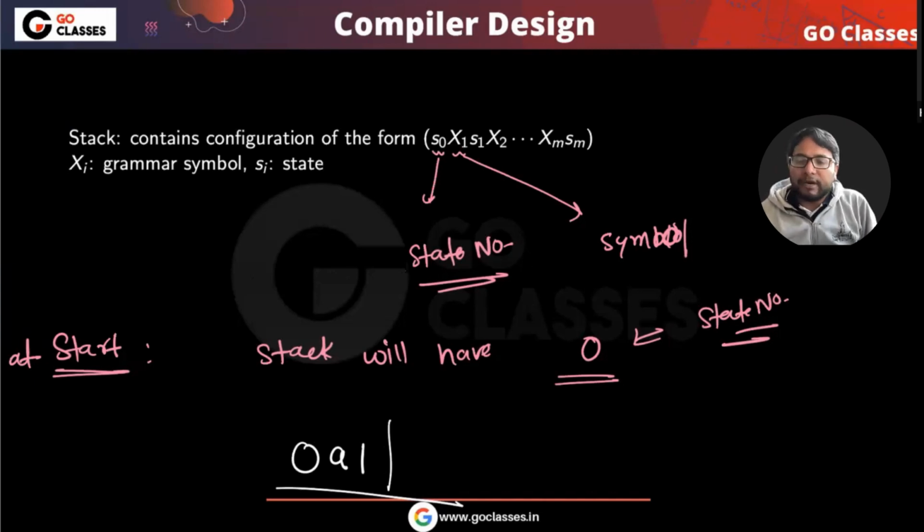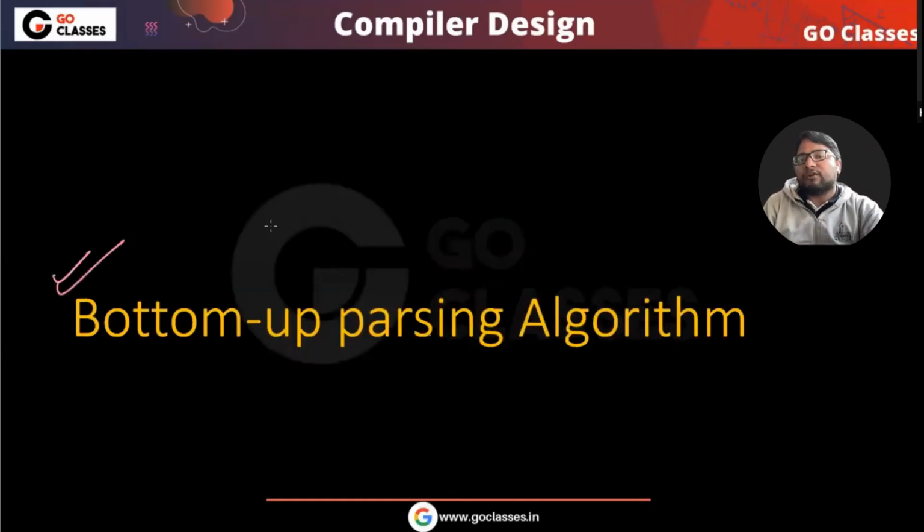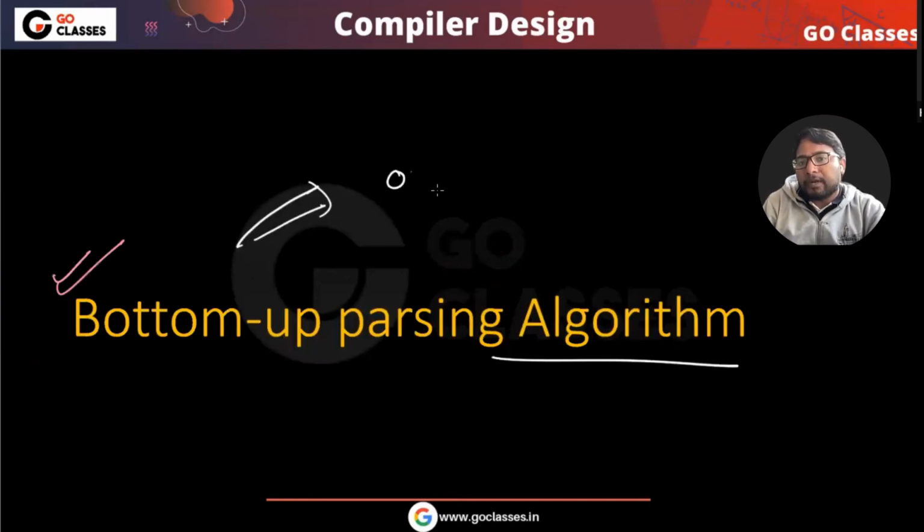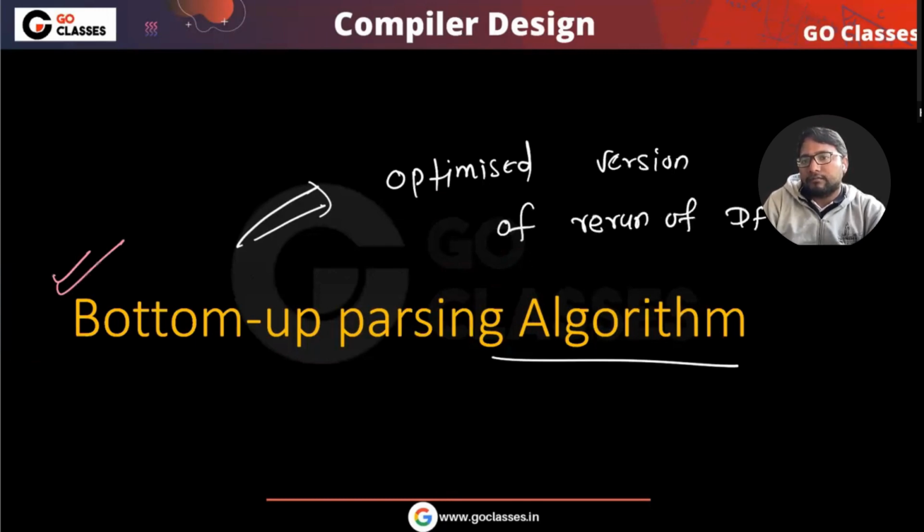You can definitely maintain 2 stacks, where you put only the numbers in 1 stack, and as usual you just put your symbols in the other. But at least, what I'm saying is, we just need to remember the states. So the bottom-up parsing algorithm is basically an optimized version of rerun of DFA. I hope that is fine to everyone.